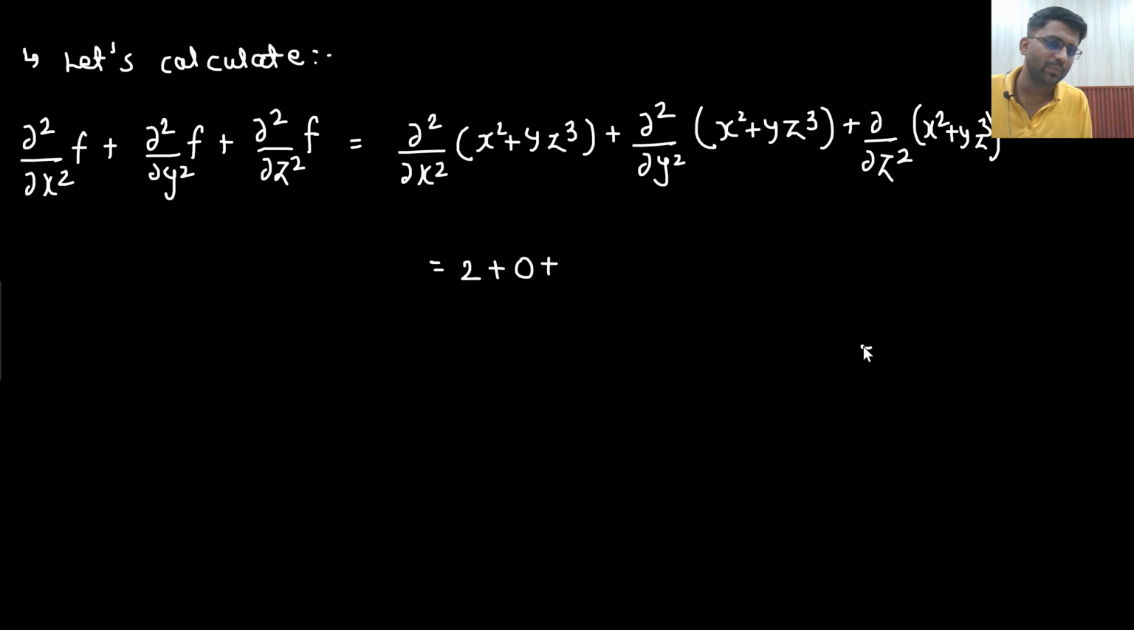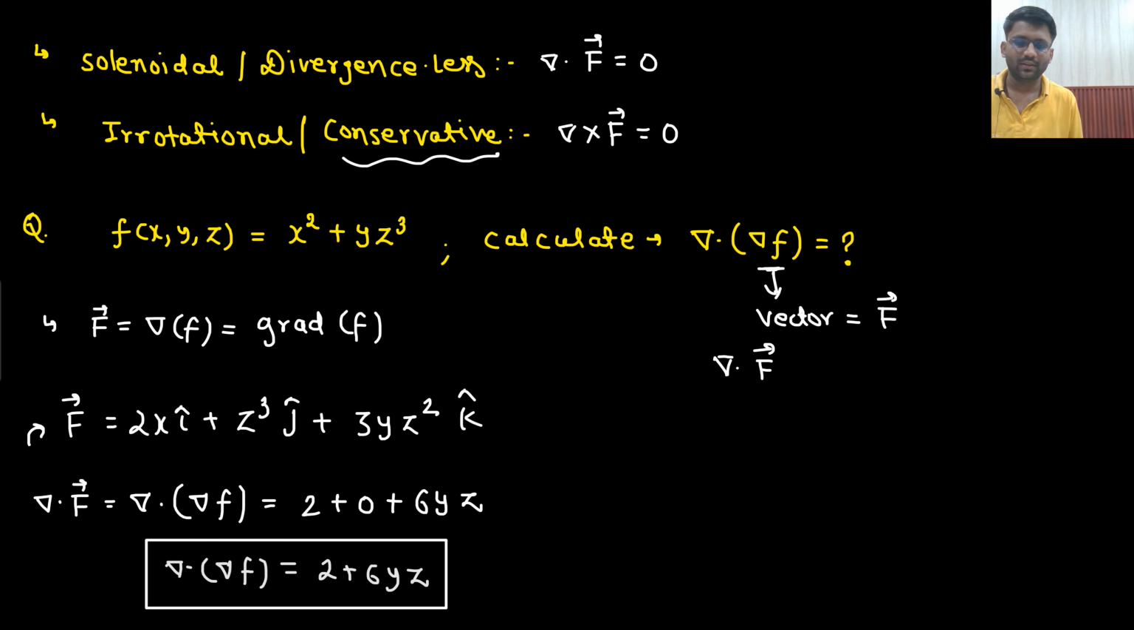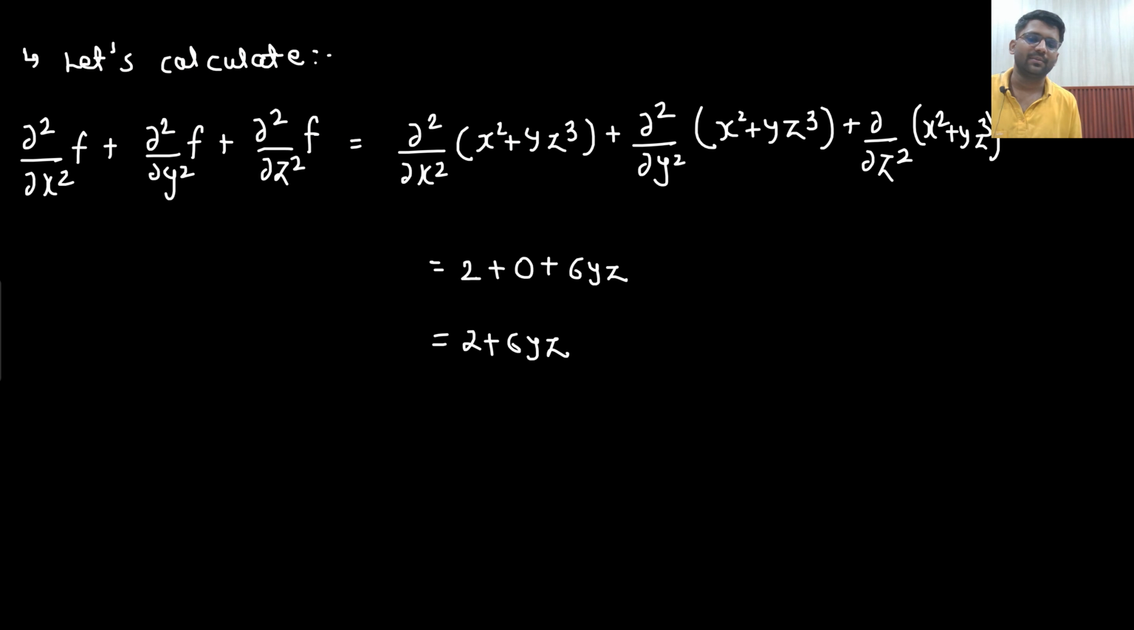First time if you differentiate, what will you get? 3yz square, right? Again you differentiate, what are you getting? 6yz. So what is the answer you have? 2 plus 6yz. Is it the same answer that you are getting? Yes, sir, it is the same answer.